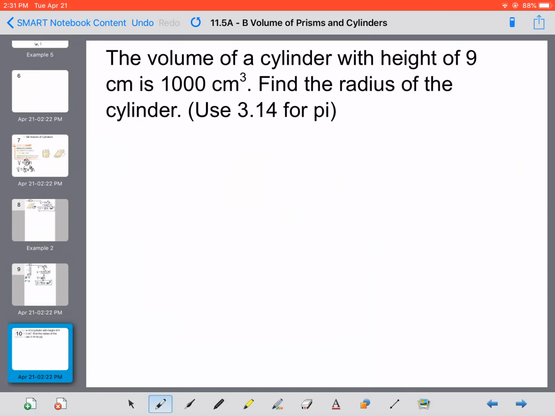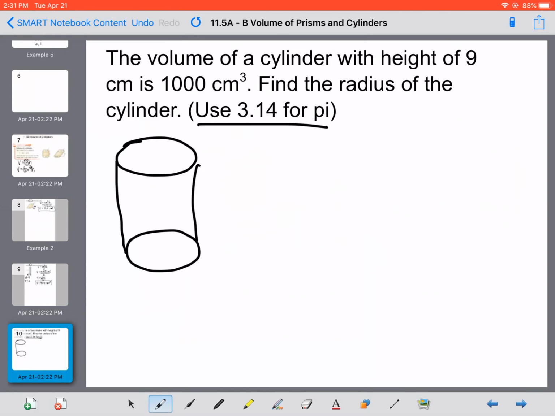Okay. Let's try a word problem. So it says the volume of a cylinder with a height of 9 centimeters is 1,000 centimeters cubed. Find the radius. So here I'm telling you to use 3.14 for pi. So you're going to actually type that in. So again, actually let's draw our image so we have an idea of what this is going to look like. So here's our cylinder. I don't know my radius, so that's r, but I know my height is 9. And I know the whole volume is 1,000.